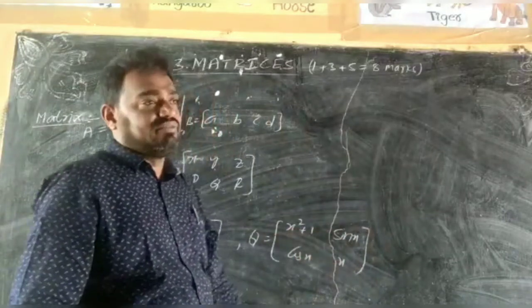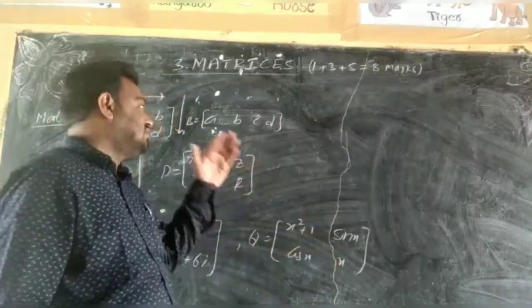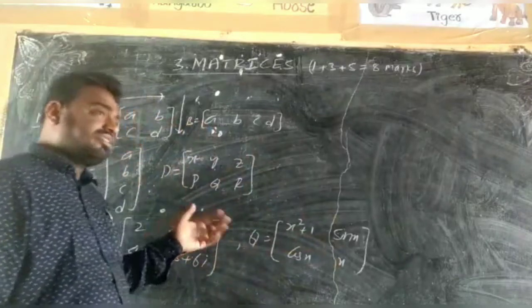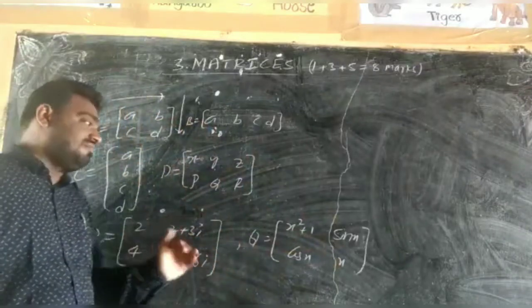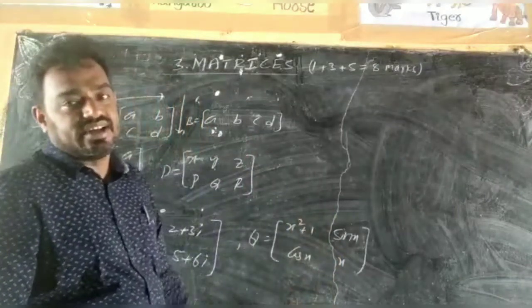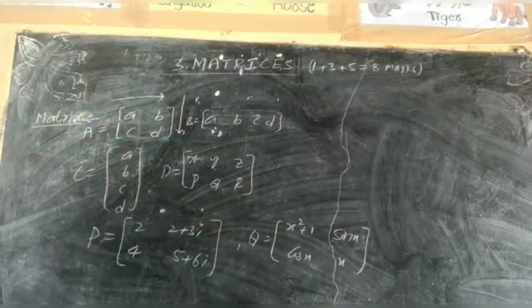x is also an algebraic function. That means in a matrix the elements are written as alphabets or numbers, real numbers, complex numbers, otherwise functions also we are writing. This is the definition of the matrix. Okay.